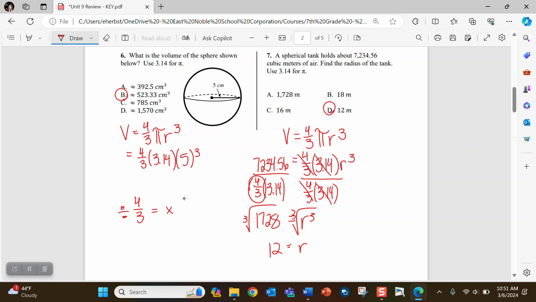So when you're working in the calculator, because it's difficult if you're not sure how to type in the fractions, or you have to make sure that you're making the decimal repeating if you're going to type divided by 4/3, instead you can just do times 3/4. So those two things are the same. Anyway, you get 1,728 equals r cubed, so I cube root both sides, and we get that the radius is 12 meters.